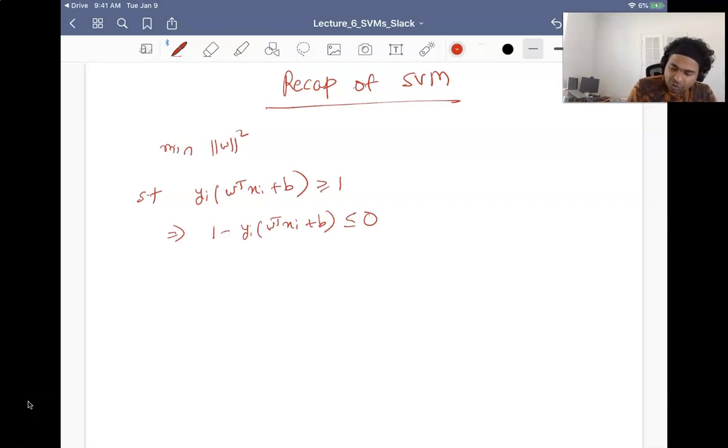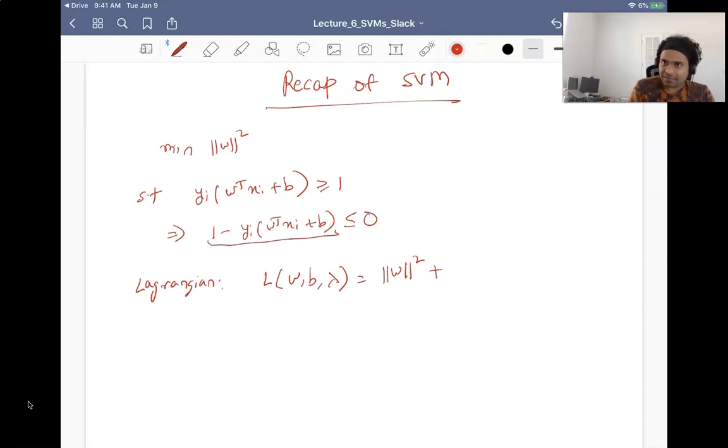And then in the last class we saw how we can compute the Lagrangian of this, by writing the Lagrangian as L of W comma B comma lambda. So I'm including Lagrange multipliers lambda over here, and basically I will have the norm of W squared plus, because in the Lagrange multipliers I have fi of x less than or equal to 0, the sum of i from 1 to capital M of lambda i multiplied by 1 minus Yi of (W transpose Xi plus B).